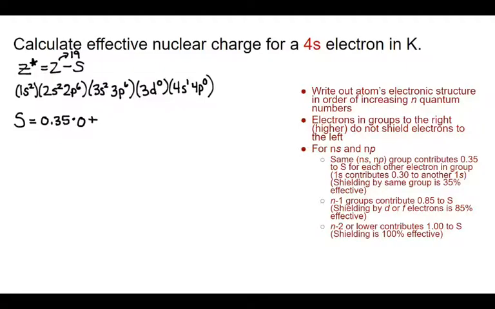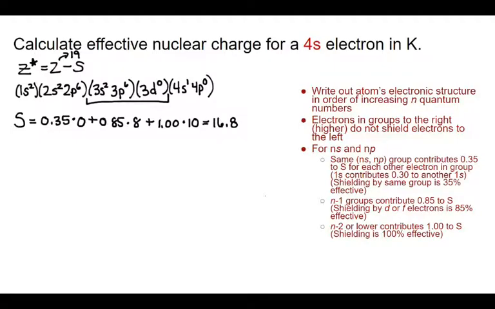And then we go down to the n-1 level. So that would be all of the 3s. And those shield by 0.85. So that's 8 in the 3s, 3p group, and then 0 in the 3d group. And then all electrons below that shield 1. So that'll be 10 electrons. Okay, so if we add all of that together, we get 16.8 for our value of S.